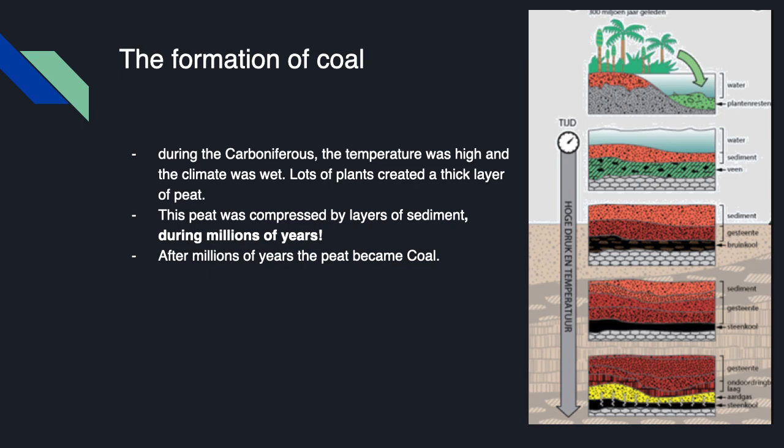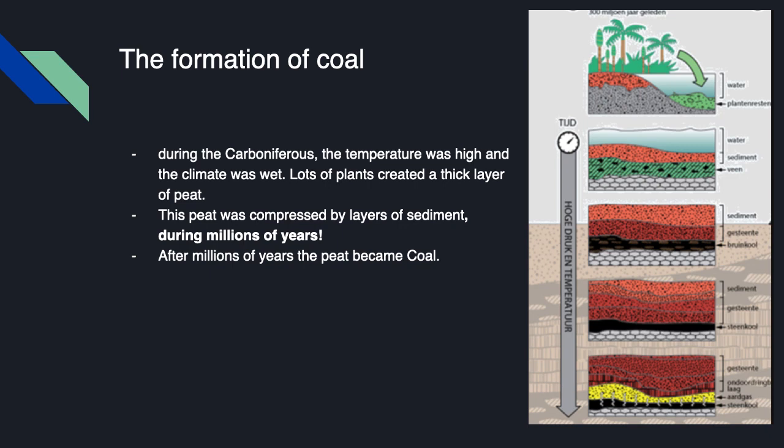And the same way as the oil was formed, on top of this layer of peat, layers of sediment were deposited. And these layers of sediment are compressing the layer of peat, which changes the way it looks. It changes the appearance. So from peat it becomes brown coal or lignite. Later on it will become coal as we know it.